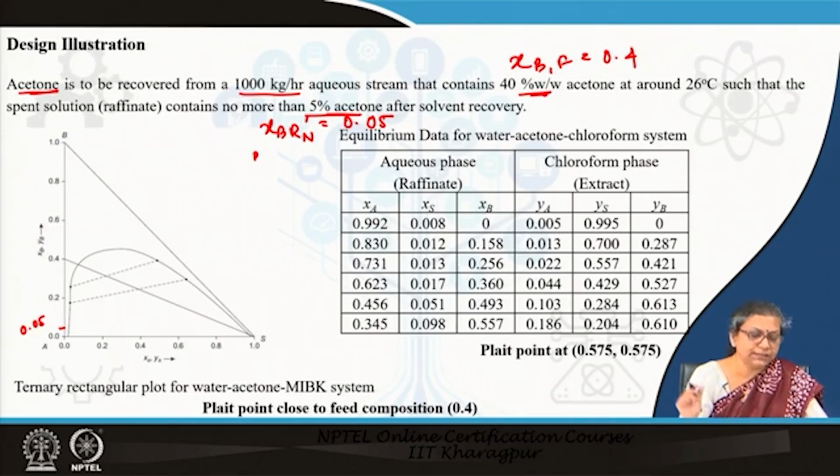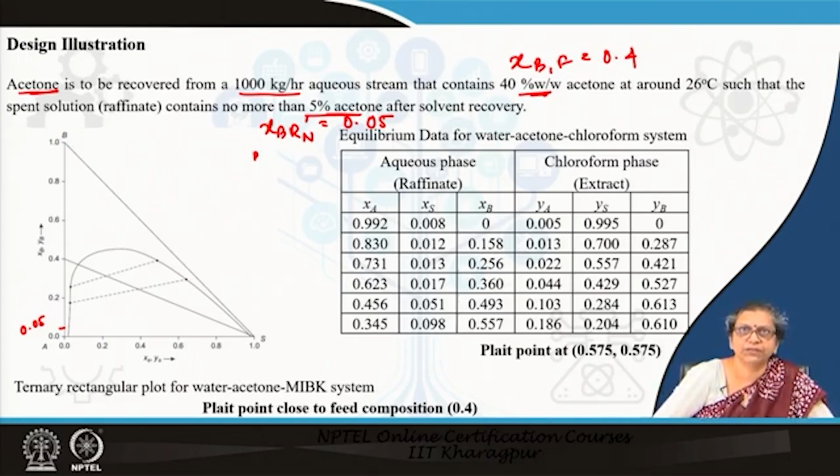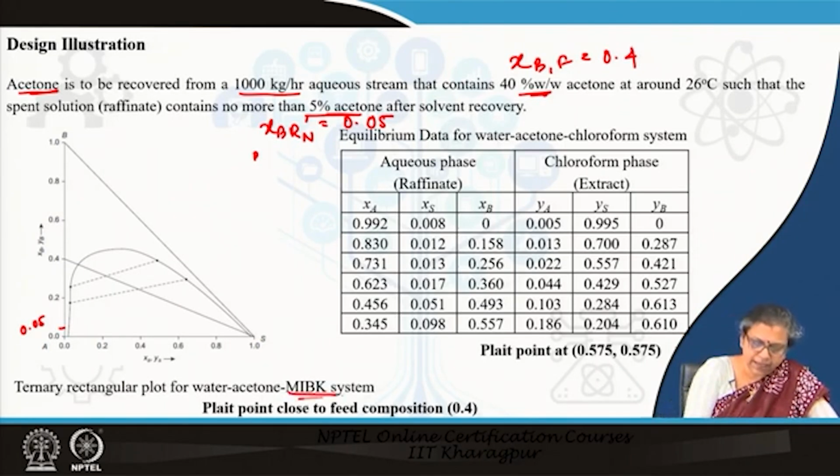So, the problem is just as it is: acetone is there and we would like to recover acetone from a 1000 kg per hour aqueous stream, which contains 40% weight per weight acetone, and we would like to have something which has 5% acetone after solvent recovery. First thing, if you remember the way we had done, we have to choose the solvent. Now, the most common solvent in this particular case is MIBK. So, therefore, the first thing we would like to do is to start with MIBK.